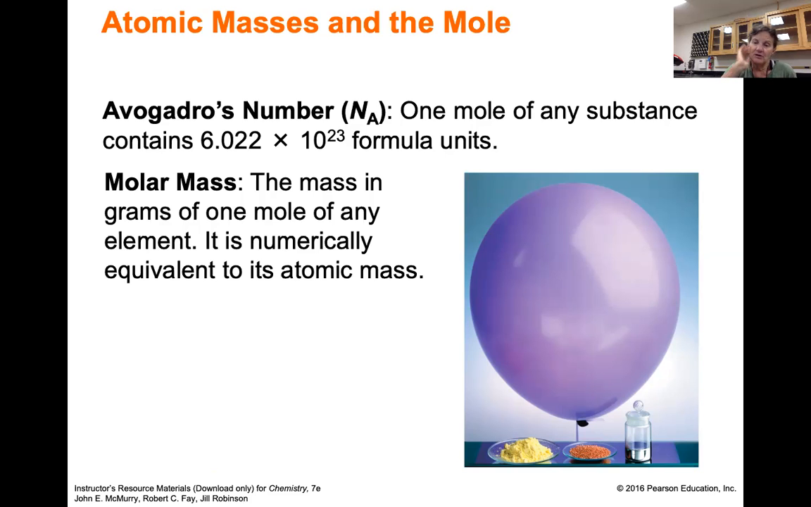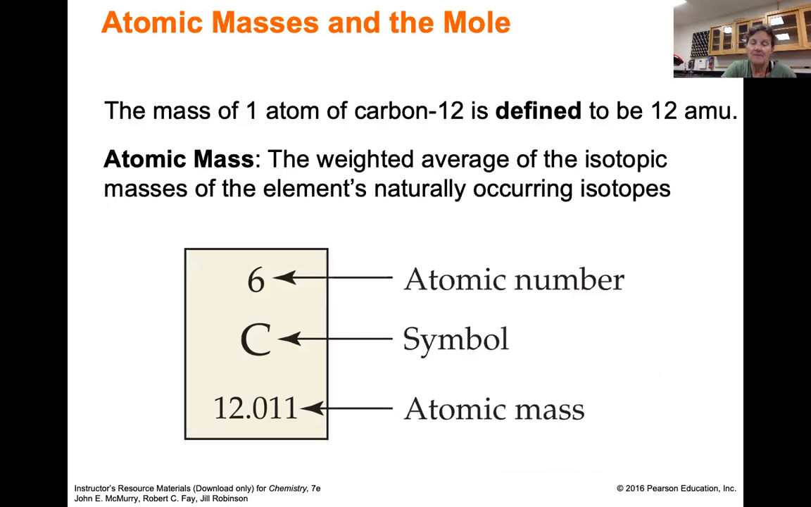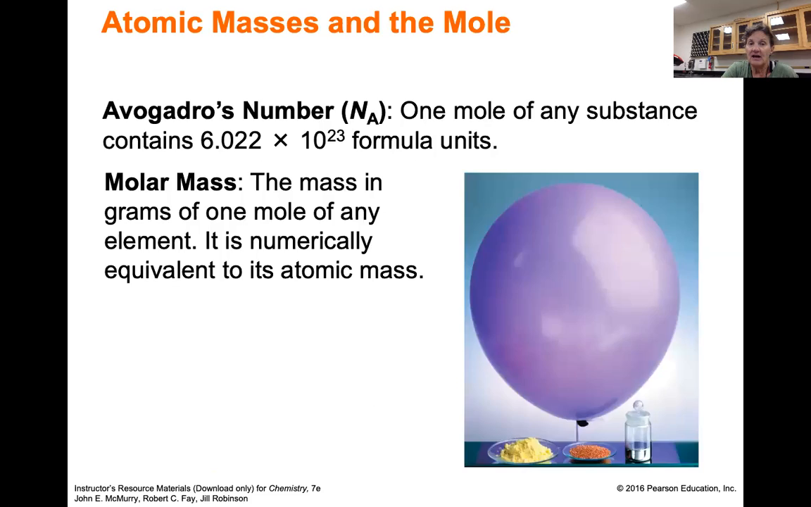So if you look back at the periodic table, and if you were to take 12.011 grams of carbon, you would have a mole of carbon. And a mole of carbon is Avogadro's number. So it's the same as saying you'd have 6.022 times 10 to the 23rd carbon atoms. So it's numerically equivalent to its atomic mass.